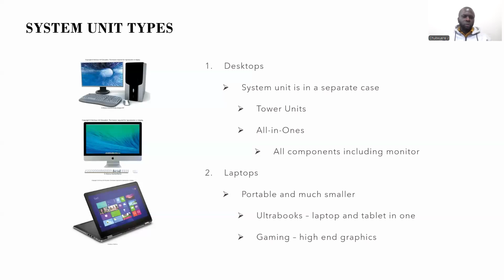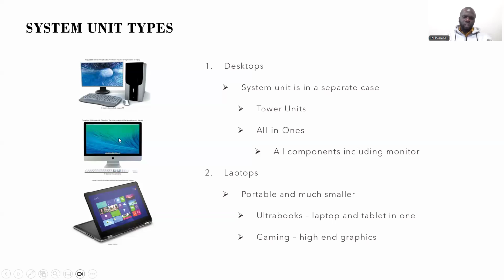As we can see here on our system unit types, we have the desktop. On that desktop, there is a separate system unit, which is called the CPU. So this is a desktop, this is the mouse, this is the keyboard, and the other one, the black and gray, is a system unit, which has the tower unit. All in one has all components including the monitor. Today, there are computers that come with that.